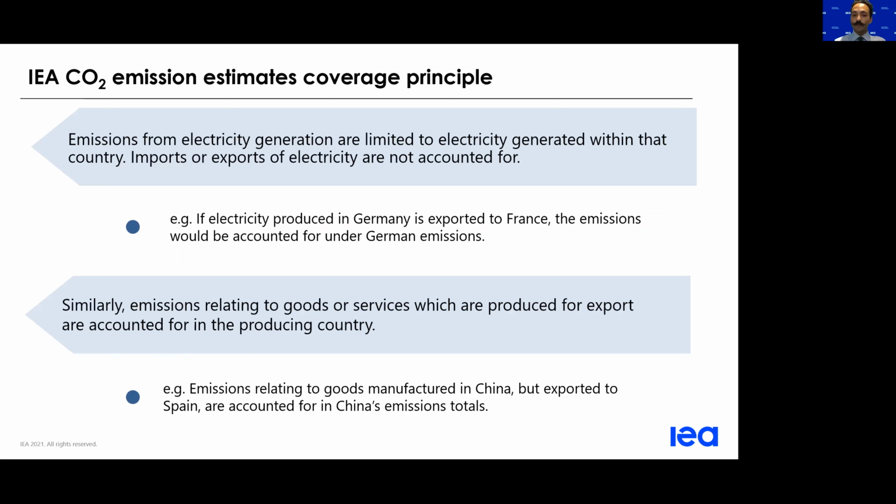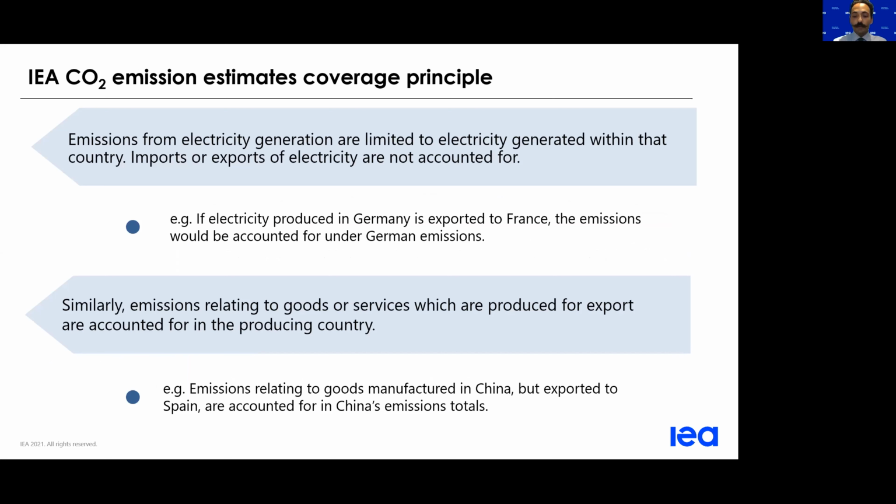Another important principle is that the IEA emission estimates follow the territorial principle. And that means that in a nutshell, if it's a good or service which is produced in a country, and then it can be exported and used in another country, the emissions are accounted for where that good and service is being produced and not the final consumer.